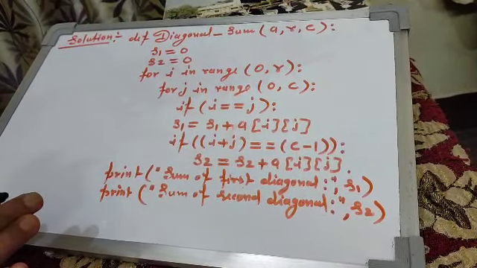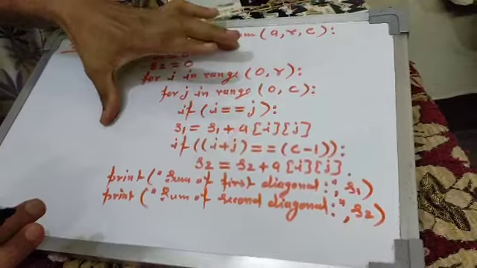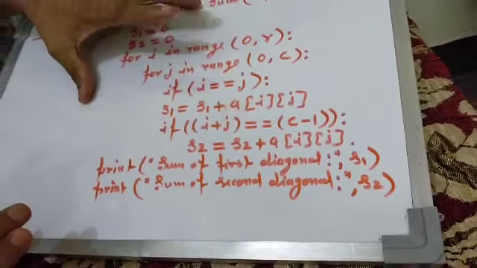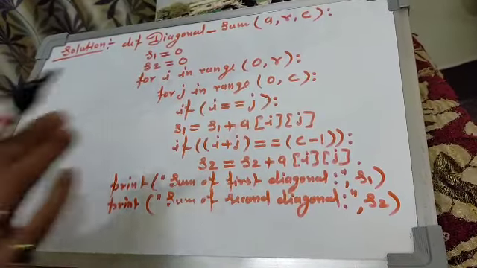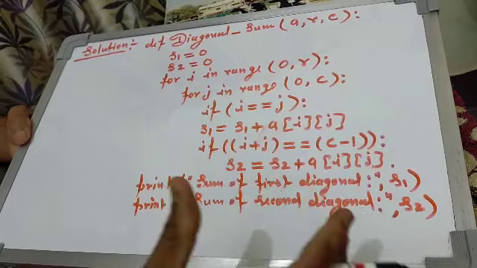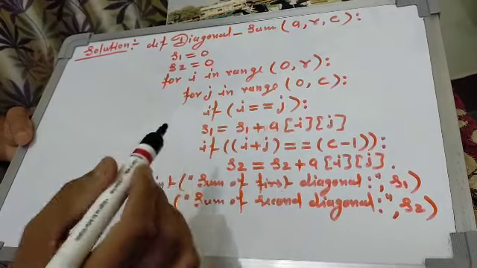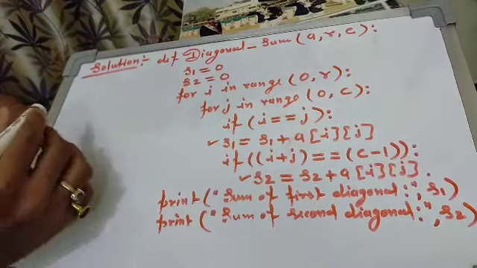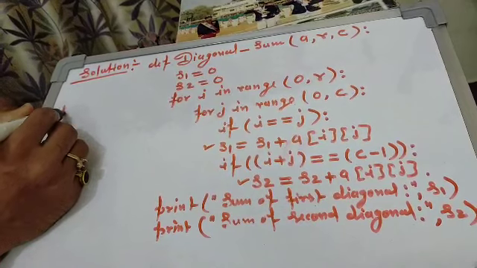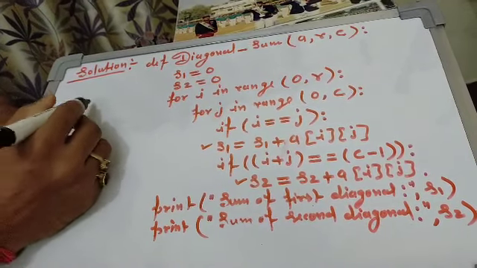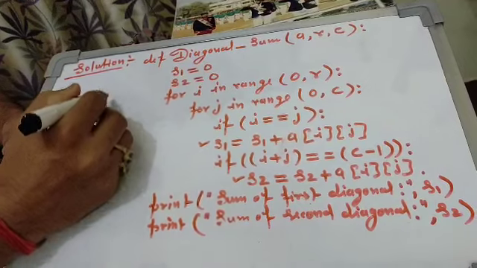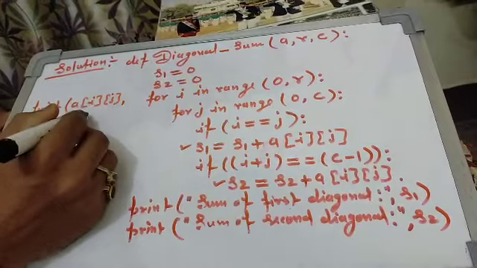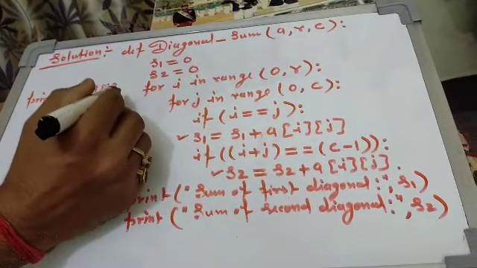So I think you have understood how this code is generated to find the sum of the diagonal elements. And if you want to print the elements, then here you can print a[i][j] and comma and end equal to, in this format.